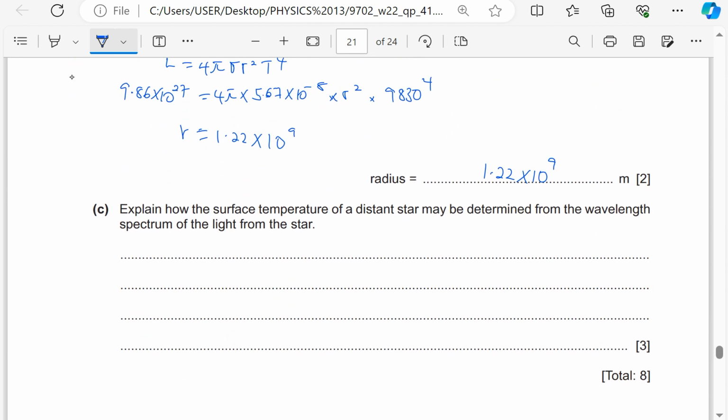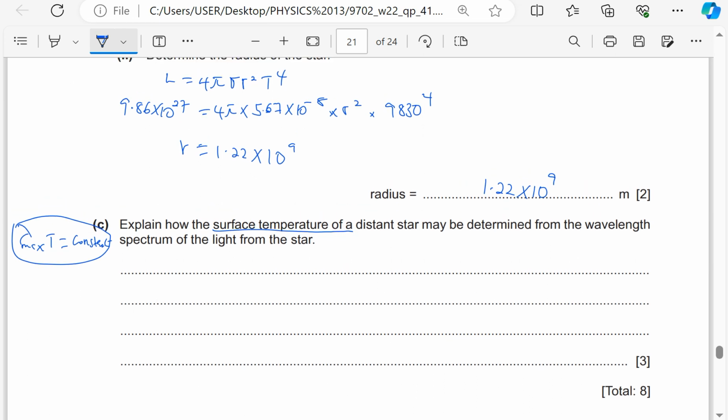Explain how the surface temperature of a distant star may be determined from the wavelength spectrum of the light from the star. Remember, by Wien's displacement law, lambda max times T is equal to a constant. So we must find the wavelength of the distant star by looking at its spectrum. Then we must also find the wavelength of a star whose surface temperature is known. Then we use this equation to find the unknown temperature.